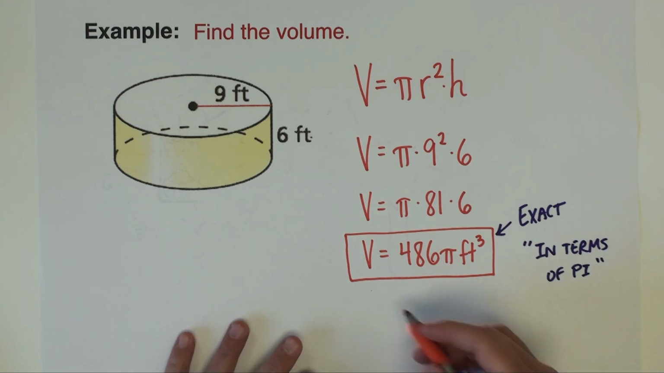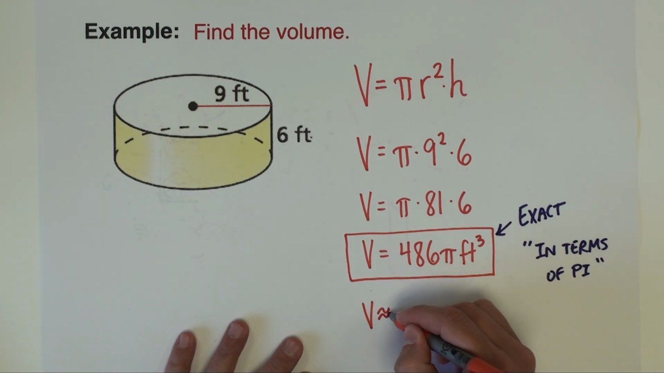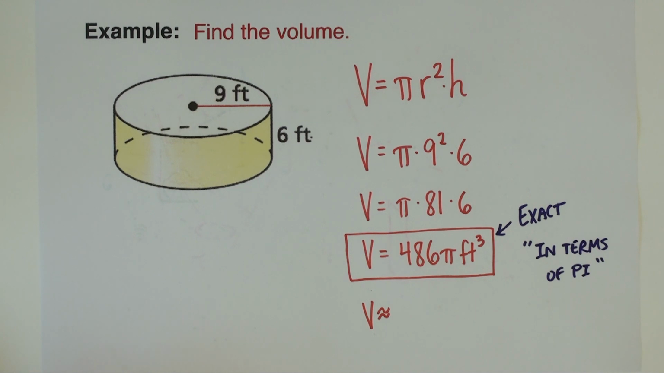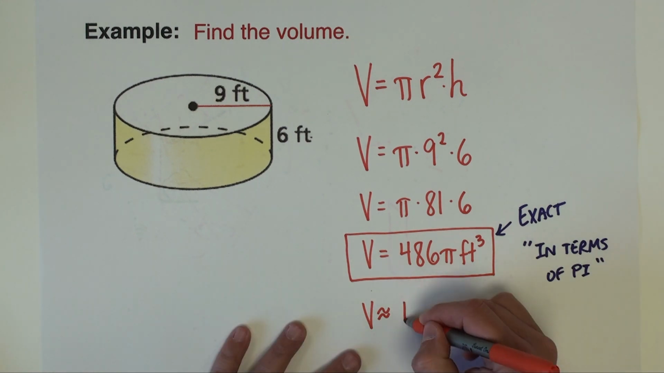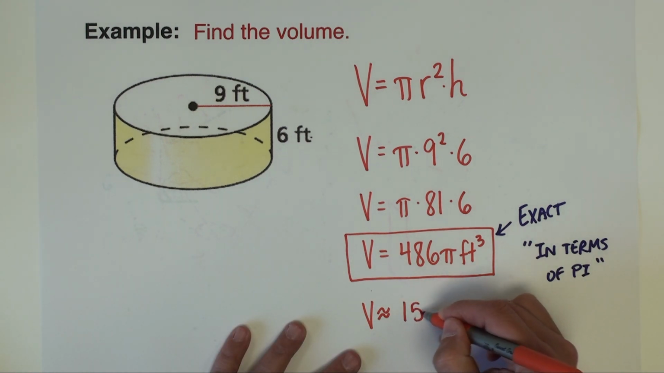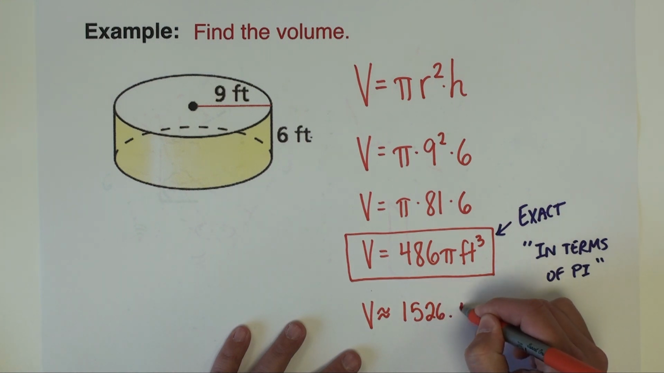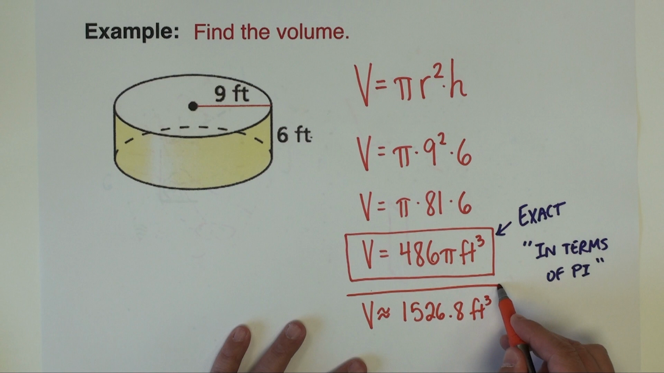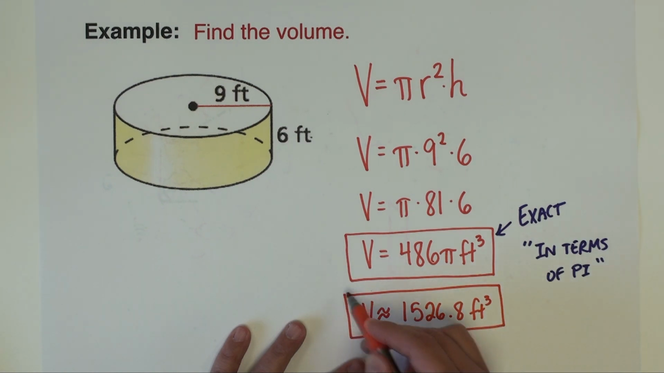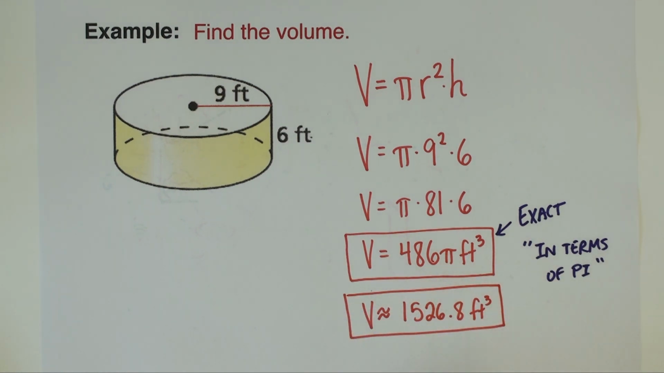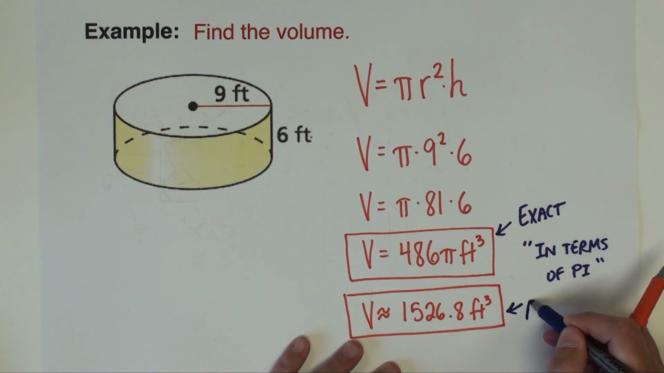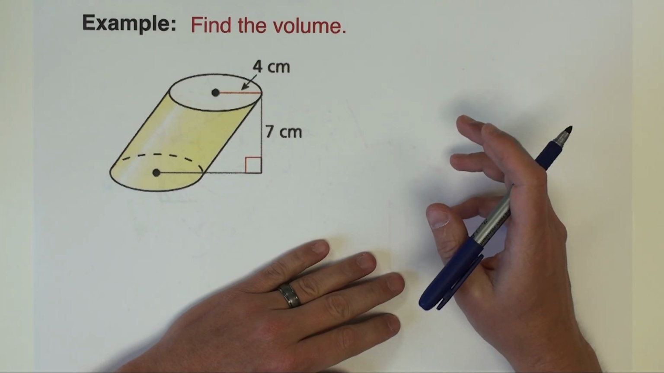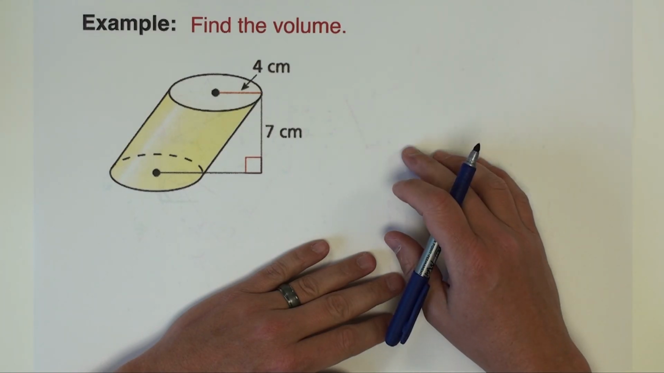486 pi. If we want an approximate answer, we'll just type in 486 times pi. As a decimal, it's 1,526.8 feet cubed. And of course, when you get an approximate answer, just check and see where we were asked to round this to. Our next example, nothing really different about this example from the last one.